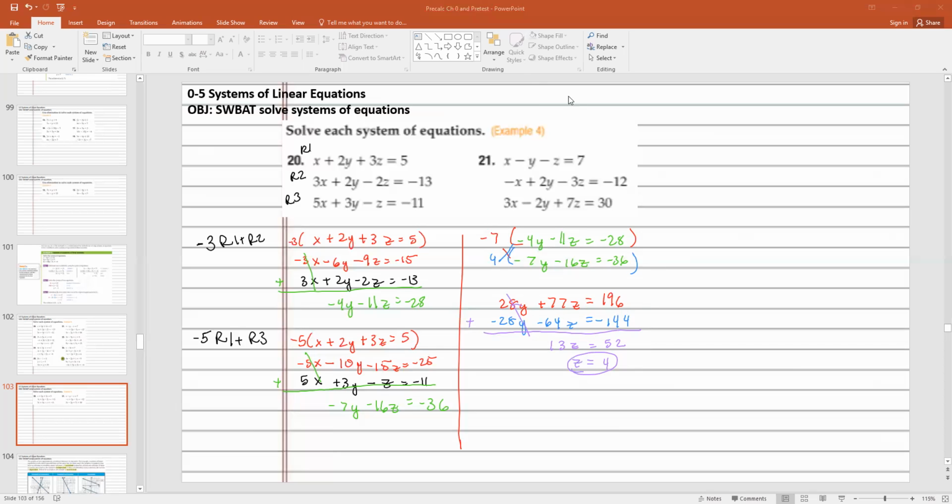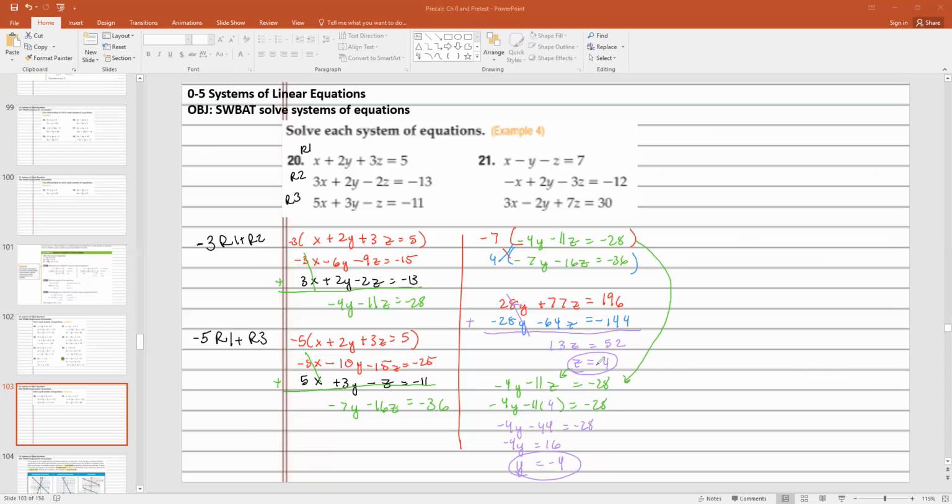Okay, which one are we going to plug it into? Probably that first one, smaller. So negative 4y minus 11z equals negative 28. We have negative 4y minus 11 times 4 equals negative 28. Then we get negative 4y minus 44 equals negative 28. Add 44 to both sides, and you get 16. Divide by negative 4, we get negative 4. Ta-da! And we get our y.